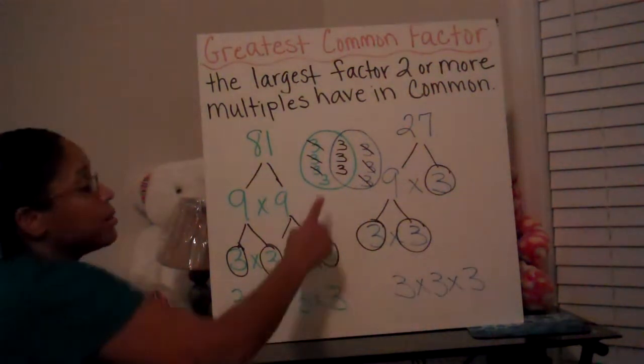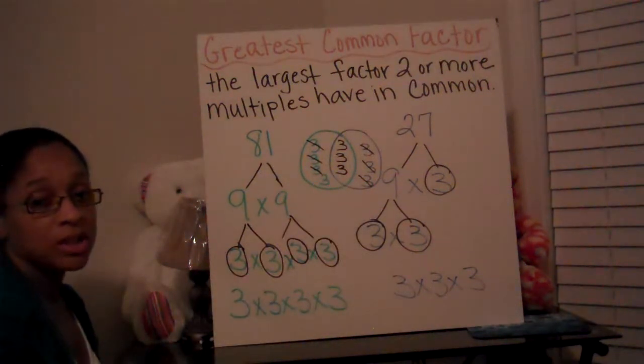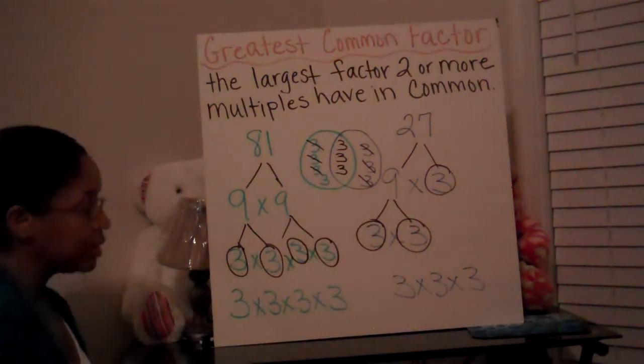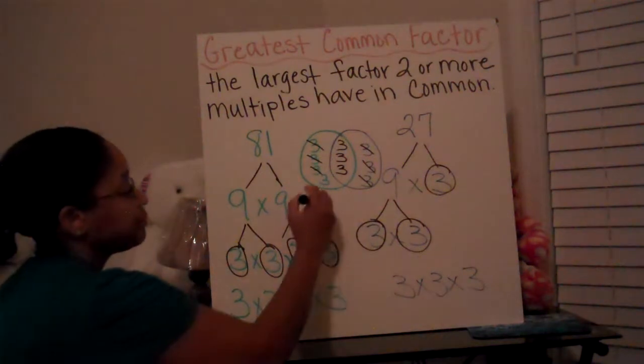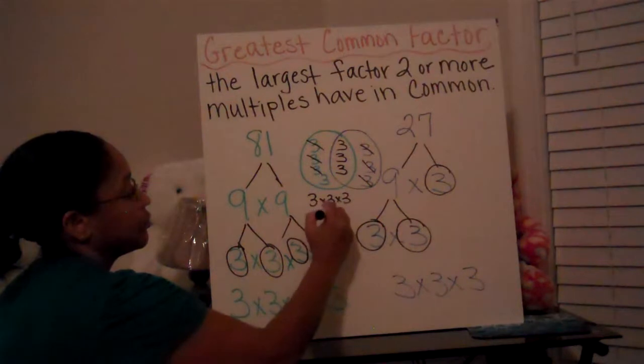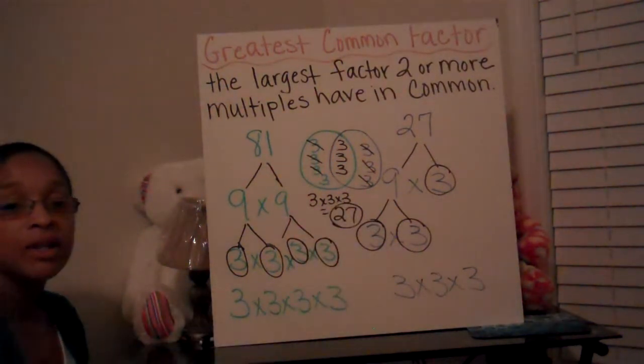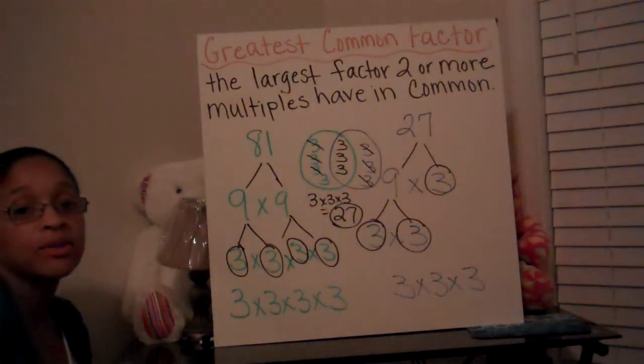Now, anything that's in common in the middle portion of the circle, the overlapping portion of the circle, gets multiplied together. So I'm going to be multiplying 3 times 3 times 3, and that will give me my GCF. 3 times 3 times 3 equals 27. So 27 is the greatest common factor between 81 and 27.